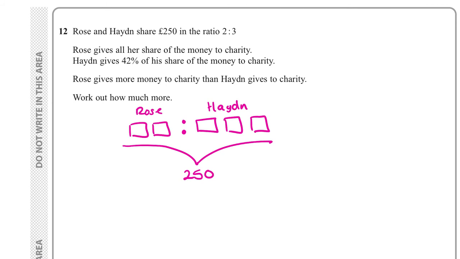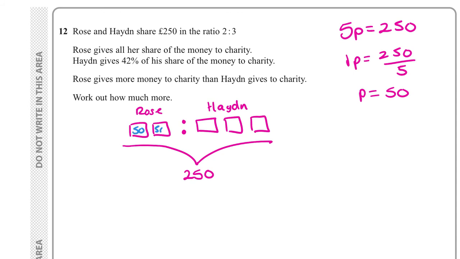250. So how many boxes equal 250? 5. So how am I going to find one box? 5 parts equals 250, so 1 part is going to be 250 divided by 5. So what does 1 part equal? 50. So I can write this in: 50, 50, 50, 50, 50.